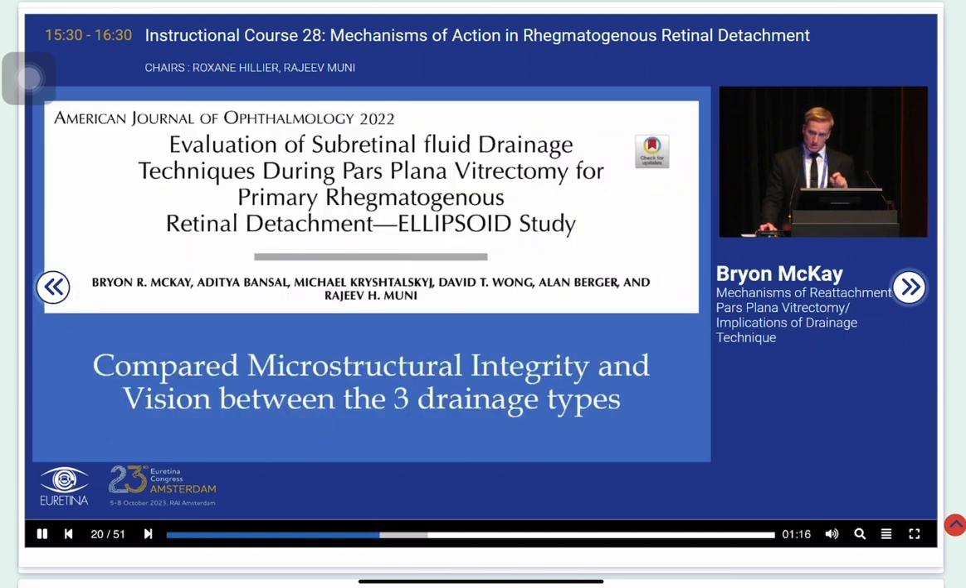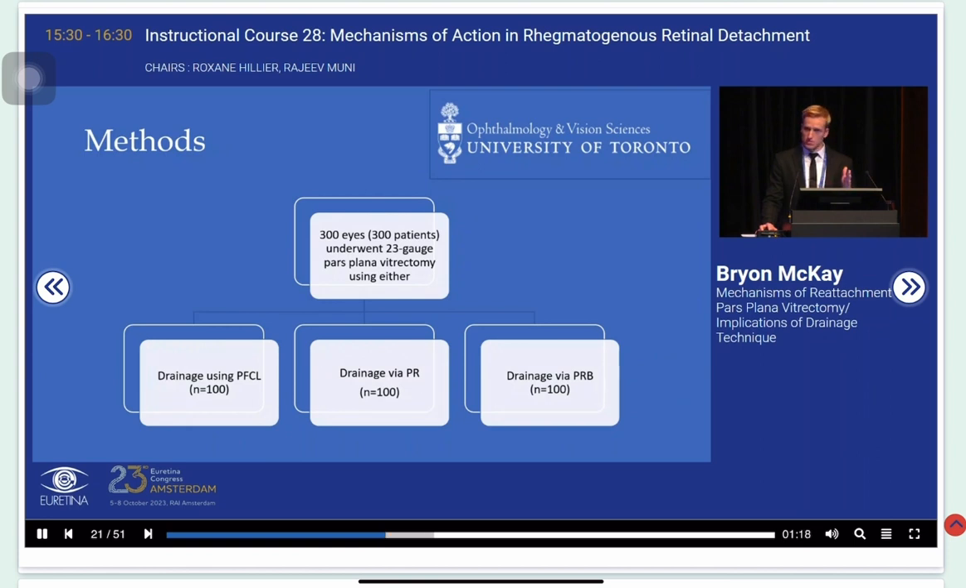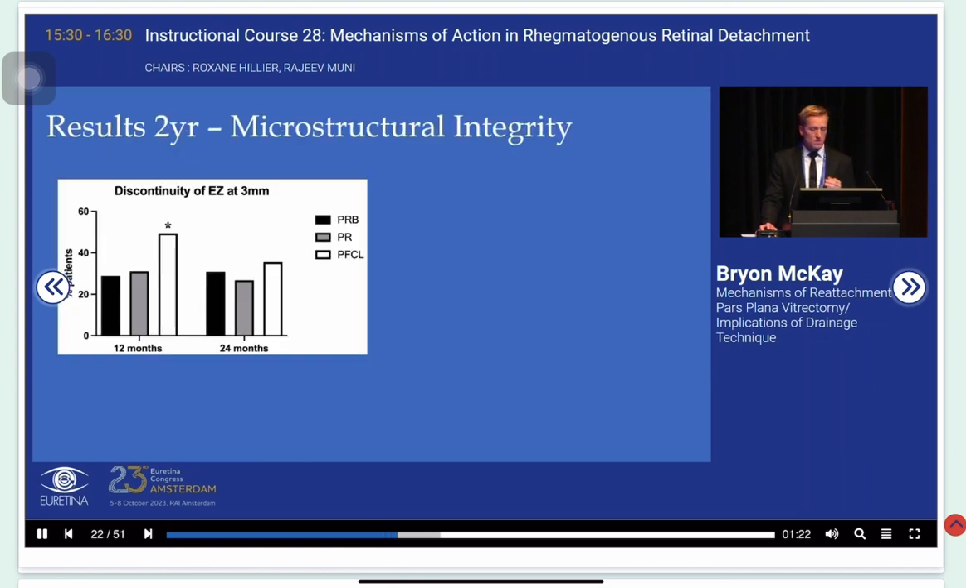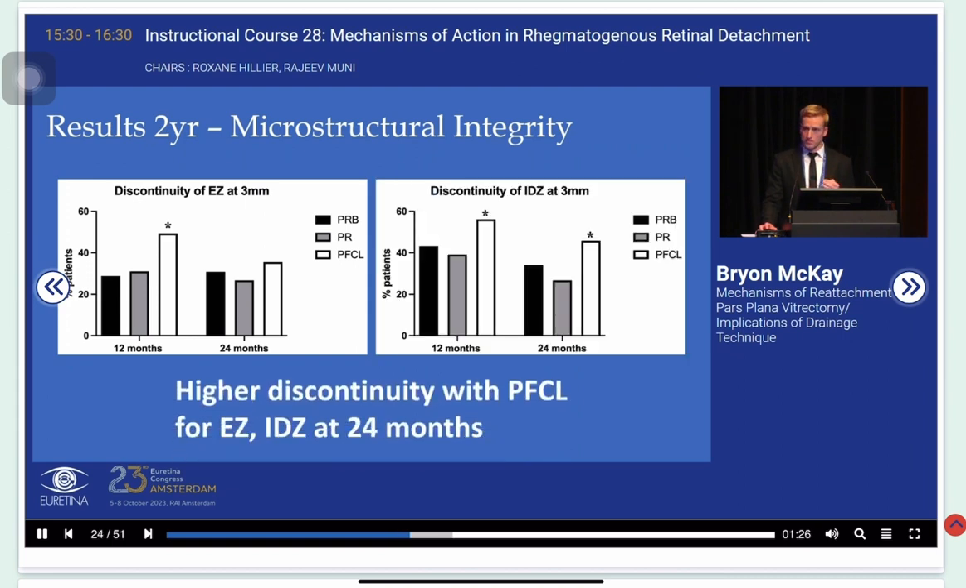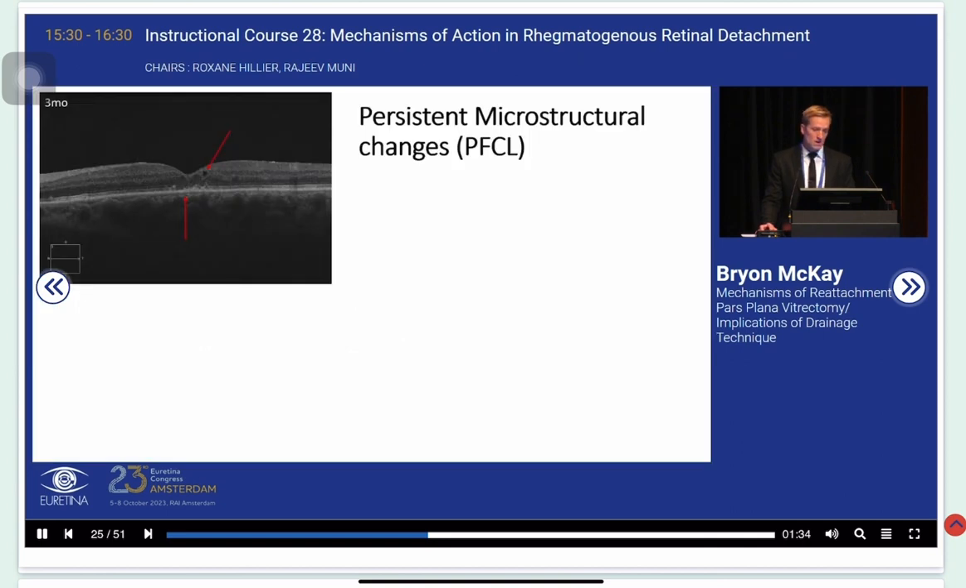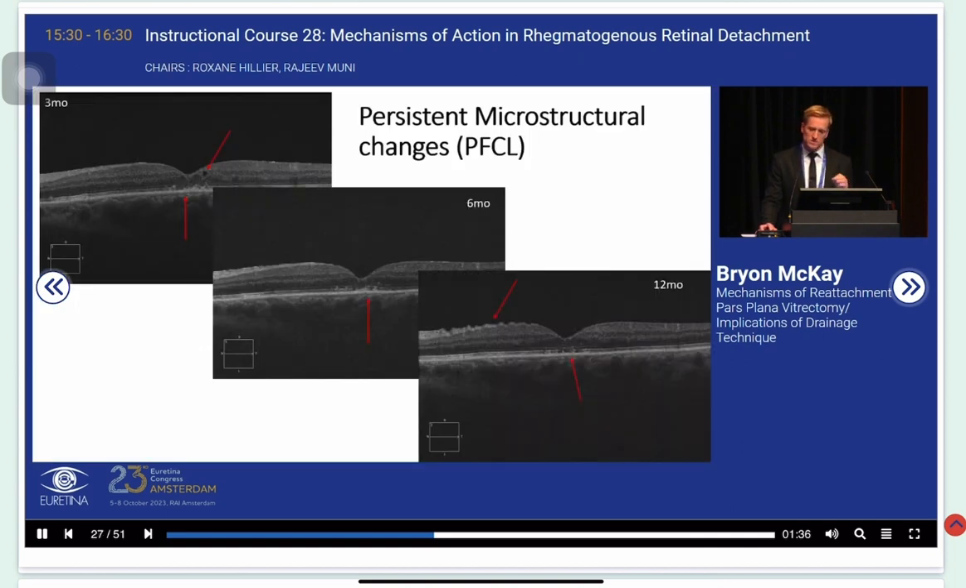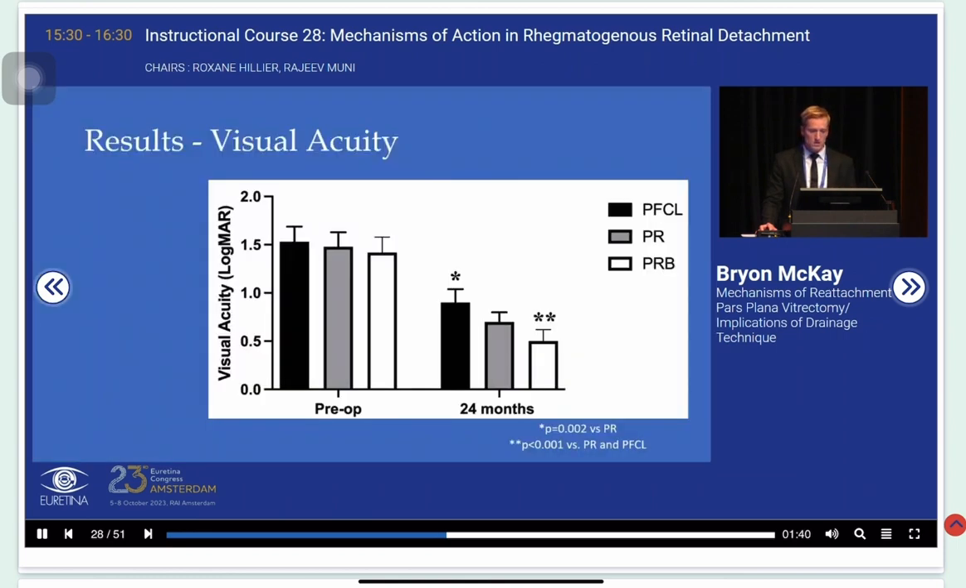When we compared these three types head-to-head, looking at 300 consecutive eyes, 100 in each group, we see that discontinuity of the ellipsoid zone and interdigitation zone were higher with PFCL use, and at 12 and 24 months, we see there's still more discontinuity of these outer retinal critical segments. And here is an illustration of some persistent microstructural changes, which we may be familiar with when we're looking at those on OCT.